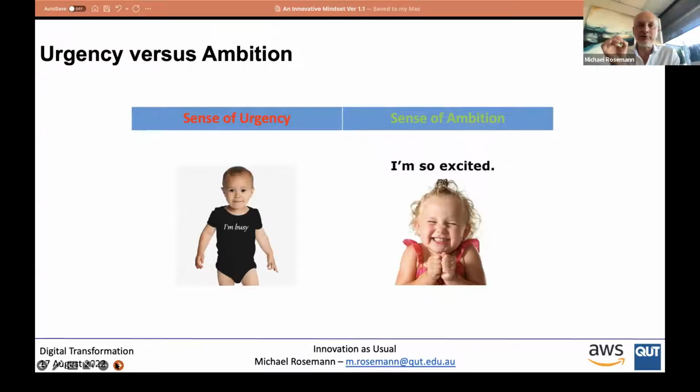And once the answer is not, I'm busy, but the answer is, I'm excited because I work on a single one-stop shop solution, then you truly conduct the cultural change that is the bedrock for your digital journey.